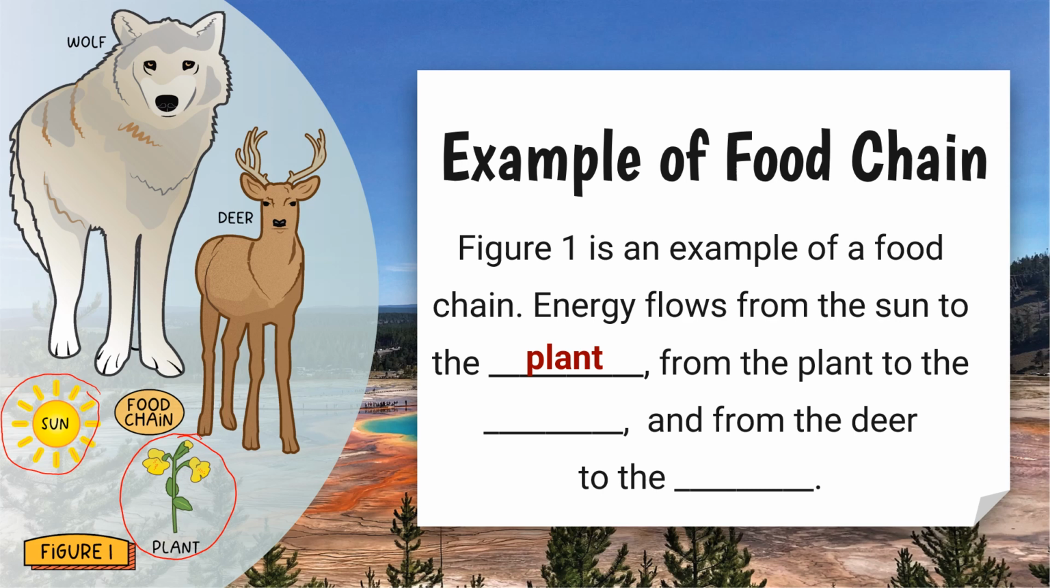Okay. And from the plant to the deer. Okay. From the eaten to the eater. And from the deer to the wolf. Okay. So again, from the one who's eaten to the eater. And that is a very simple food chain.